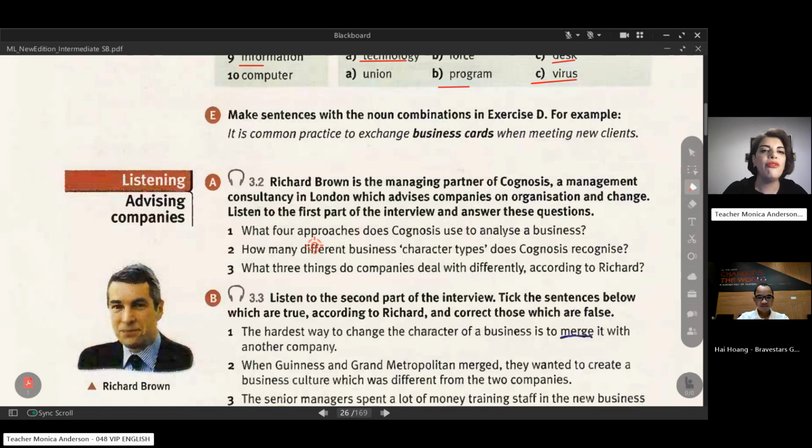Four approaches they analyze. How many different business character types? What three things do they deal with? Okay, now recording 3.2.